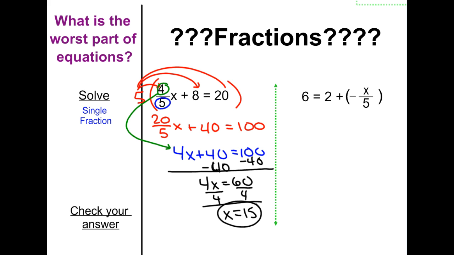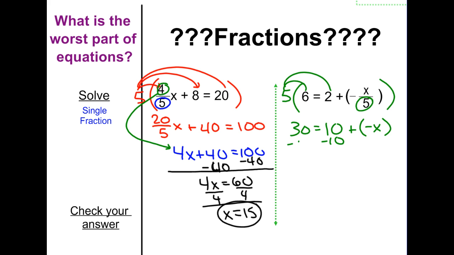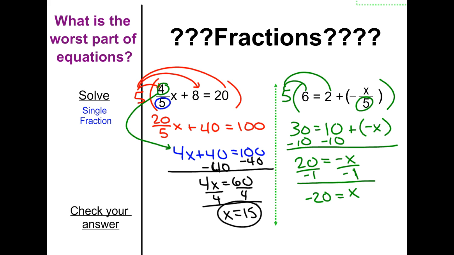Again, what do I need to multiply to get rid of the fraction? I only have one fraction, so I'm going to multiply each piece by 5 again. 5 times 6 is 30. 5 times 2 is 10. And since we have that 5 on the bottom, it cancels out, so it's going to be plus negative x, which is really the same thing as minus x, but I'll leave it this way. I'm going to subtract 10. So then we have 20 equals negative x. Divide by negative 1 to get rid of that negative, and we'll end up with negative 20 equals x, and again I like to flip-flop: x equals negative 20.